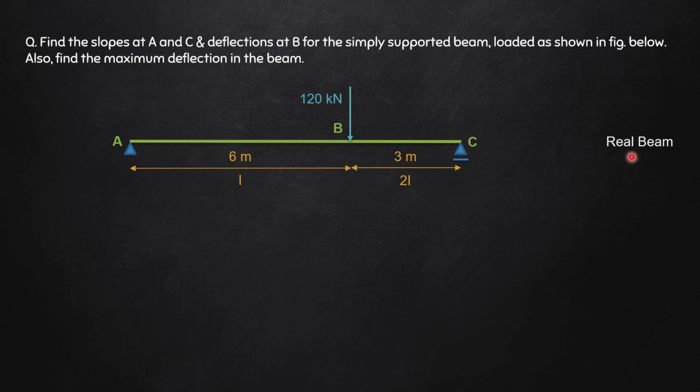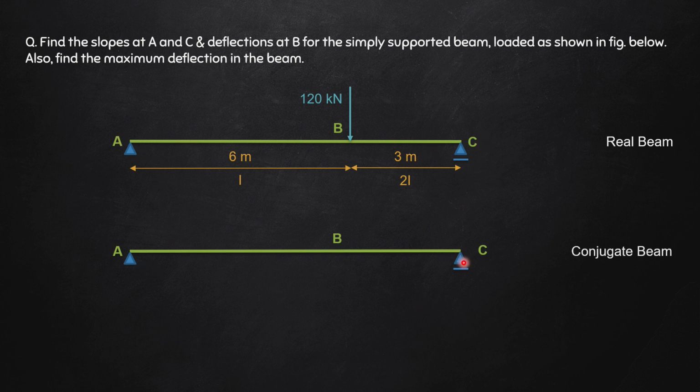And the first step to solve any problem using the conjugate beam method is to convert the real beam to the conjugate beam. Now the conjugate beam is going to be of the same length as the real beam, but the supports usually change. But since it is an end hinge support, this will remain as an end hinge support, and since this is an end roller support, it will remain as an end roller support. So as you can see here, ABC is the same length, A remaining the same as well as C remaining the same. This is the conjugate beam.